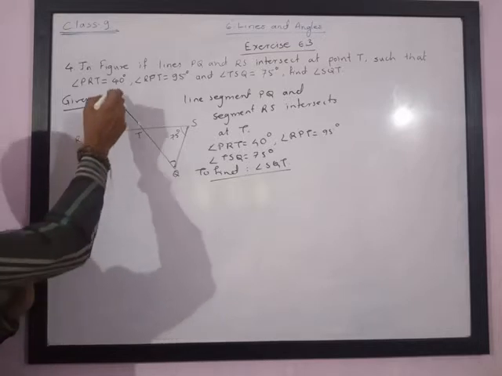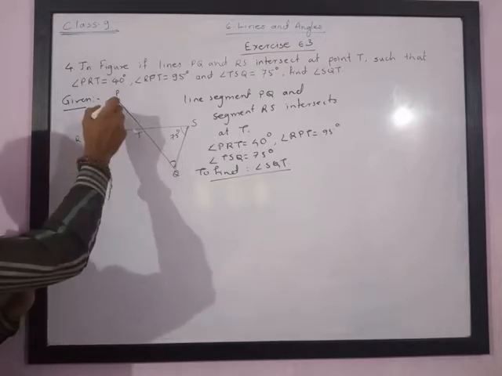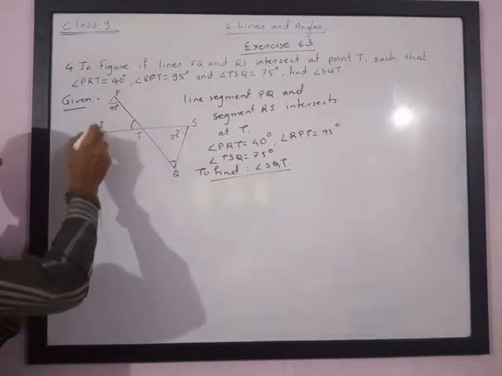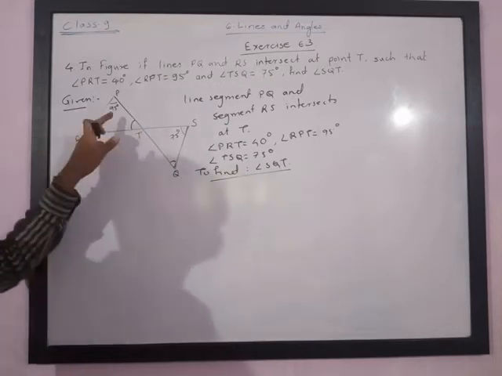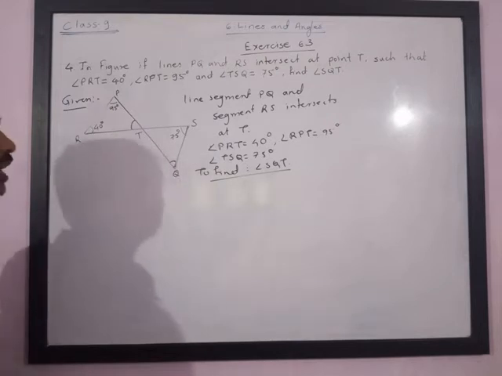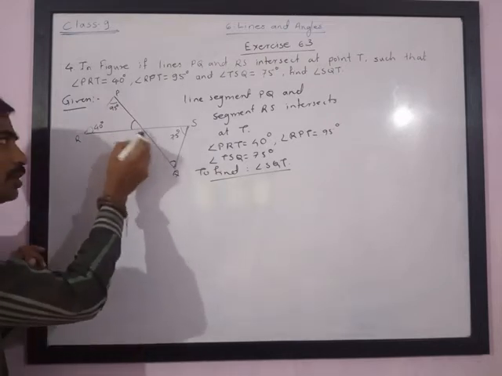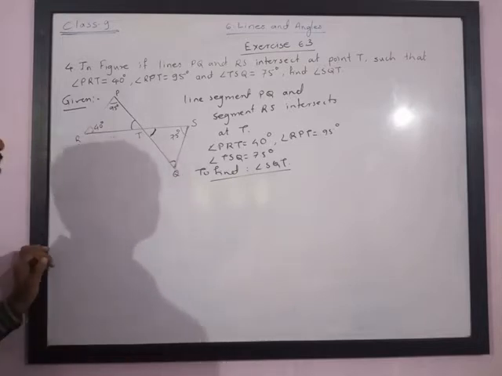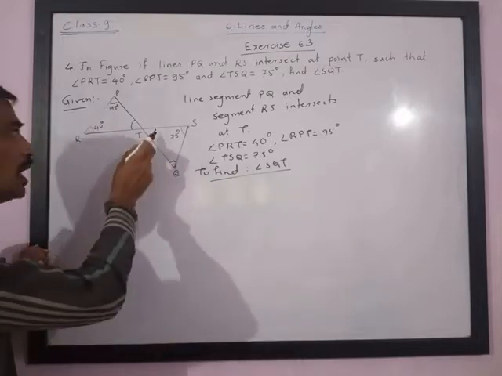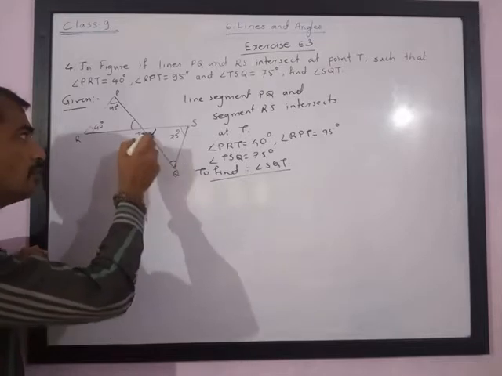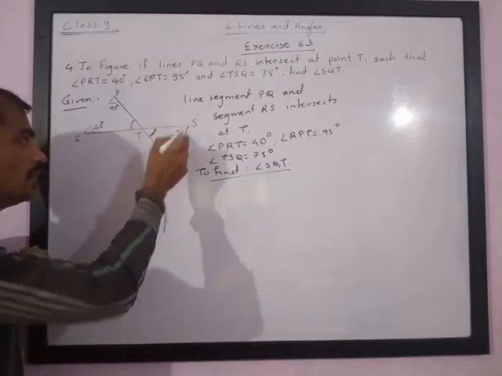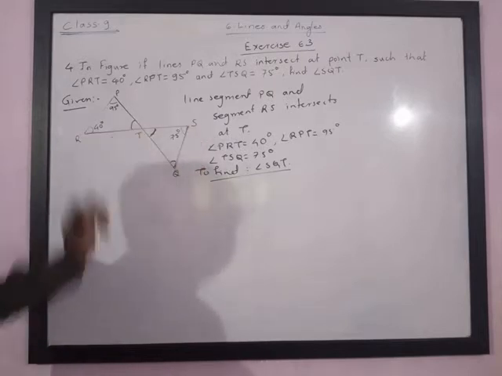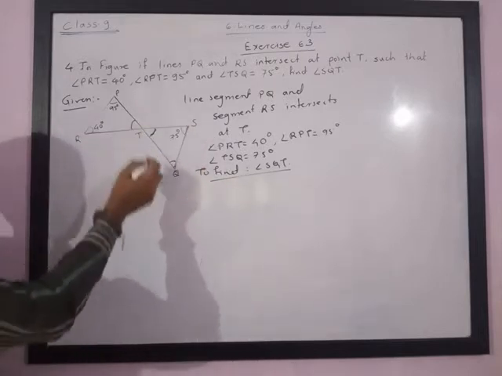First, we will have to consider triangle PRT. In this, two angles are given, so we can find the third angle by using the angle sum property of the triangle. Now this angle is a vertically opposite angle, so we will get the measure of this angle. And then, again by using the angle sum property of triangle TSQ, we can find the angle SQT. So let us see how to solve.